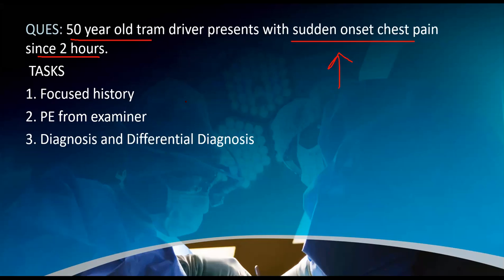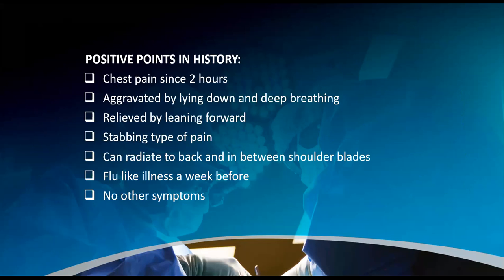Also, in these cases, they might give you an ECG with the stem, sometimes. Positive points: chest pain started since 2 hours, aggravated by lying down and deep breathing. That's a pleuritic chest pain. When any pain gets worse with deep breathing or inspiration, that's pleuritic chest pain. And that's not a presentation for myocardial infarction. Most of the time, it's pericarditis.